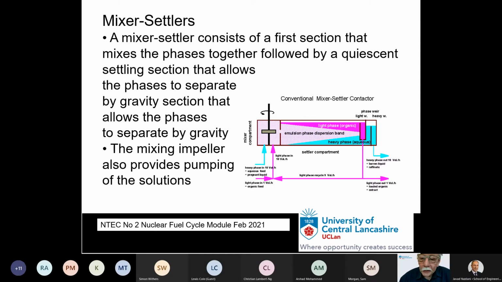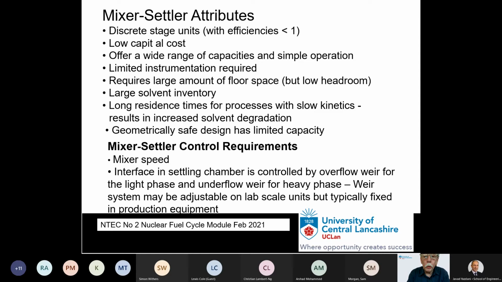Now, in our industry, because we are not pumping these, we've designed a mixer settler so these liquids, when they're separated, can flow in different directions. And we call this an integral box mixer settler. And you'll see why it's integral when we discuss uranium ore concentrate processing.